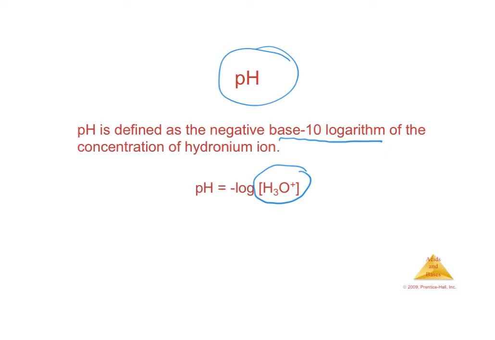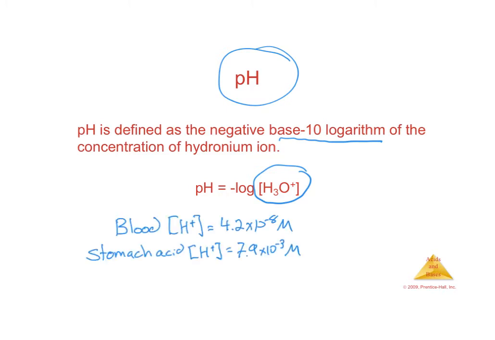So what we're going to do is take these numbers with exponents that range from 10 to the minus 2 to 10 to the minus 14, or even lower sometimes, and put them on a scale that's easier for us to grasp, and that's the pH scale. So let's take a look at how pH can make our life a little bit easier.